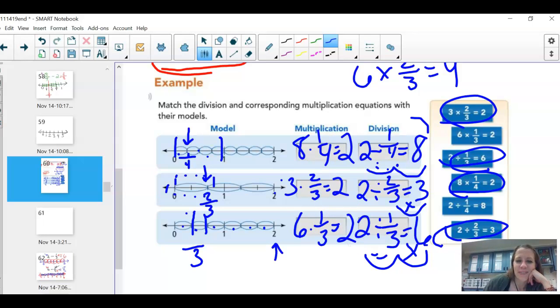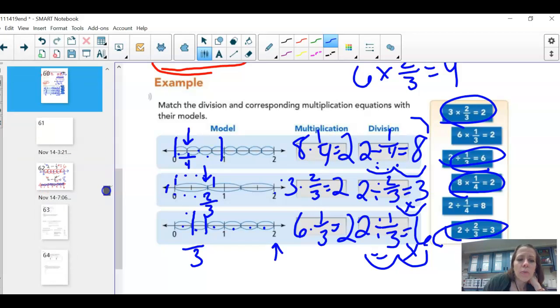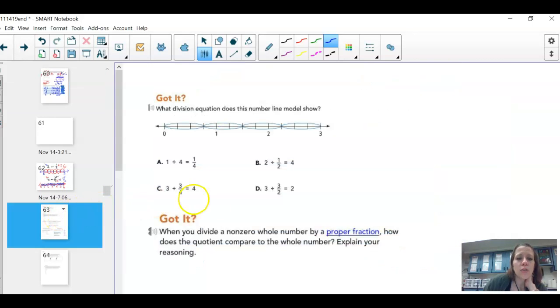How'd you do? Okay. As we look at these, okay, these are a little tricky, but you can do it, okay? Keep watching and then remember, you can rewind, do what you can to make sure that you're understanding, okay? Let's look at this one. What division equation does this show? Try it. Pause it and try it.